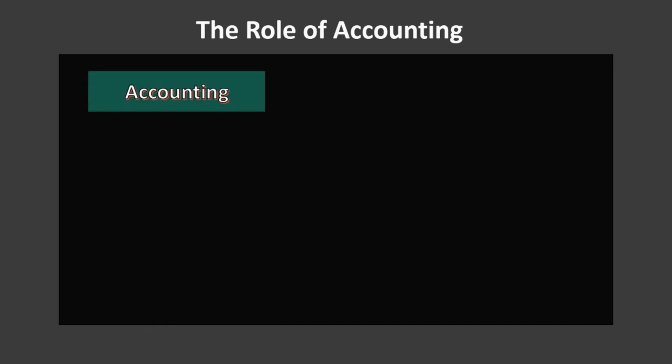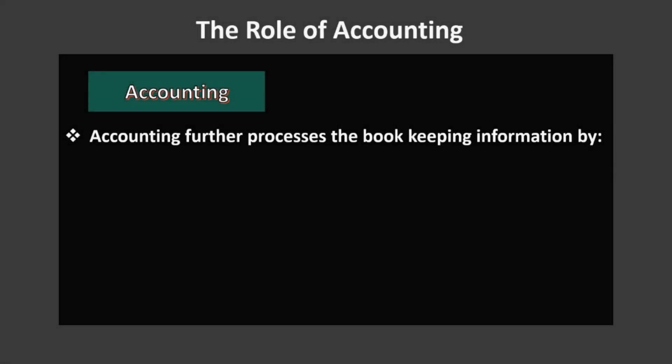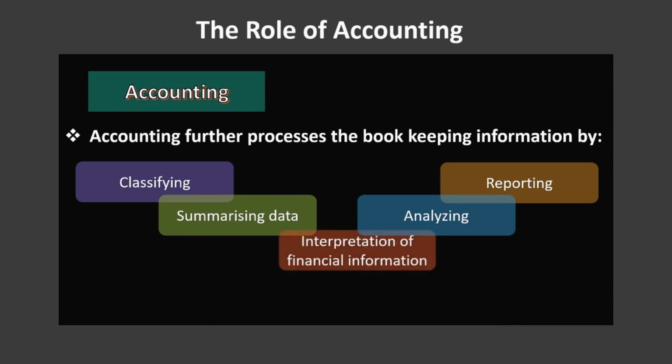Next term is accounting. Accounting further processes the bookkeeping information by classifying, summarizing data, reporting, analyzing, and interpretation of financial information. Now when the bookkeeper records all those transactions, those transactions are actually classified, summarized, analyzed, and reported in order to make the interpretation of the financial statement. The financial statement is where the business will be able to see their costs, their expenses, their earnings, and they will be able to identify whether they have achieved a profit or loss in a given period of time. So that phase or that process is known as accounting.